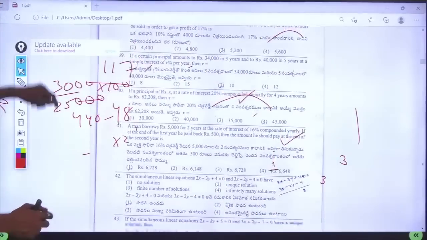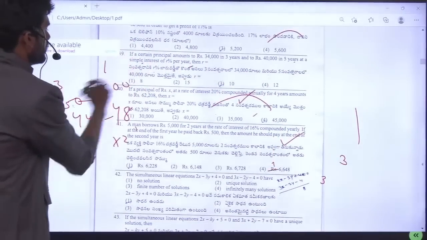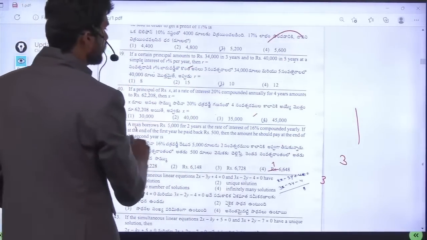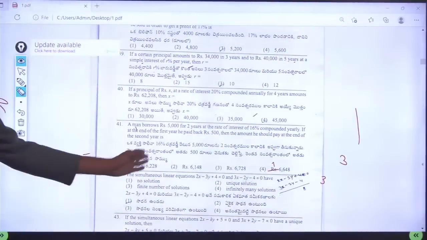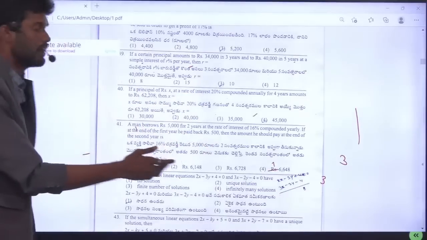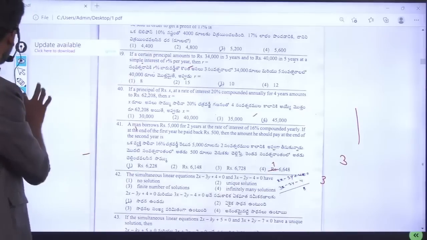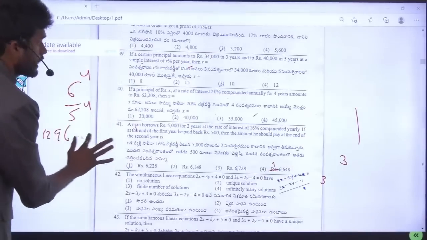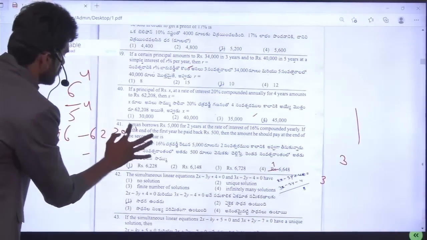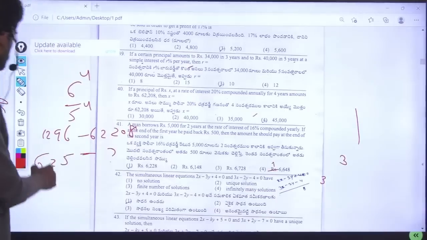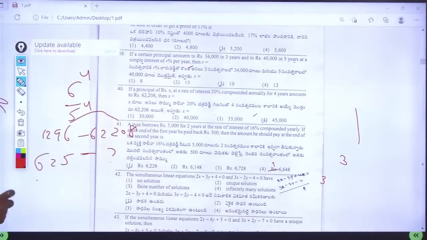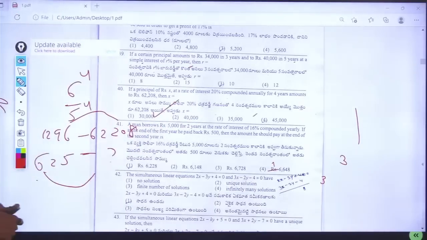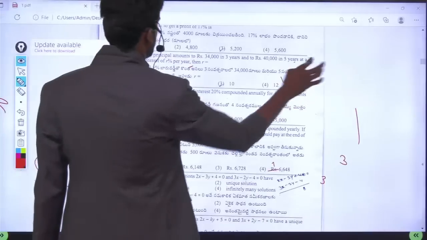Next, 40. If the principal is rupees x at a rate of interest of 20% compounded annually for 4 years amounts to 62,208, then x is asked. The rate of interest is 20%, that is 1/5. So the amount becomes 6 and the principal becomes 5. For 4 years, we raise to the power 4, so 1296 corresponds to 62,208. Then the principal corresponds to 625. Since 625 is 5 times 5 times 5 times 5, we multiply by 50 four times, and the answer is 30,000. So 40 is 30,000, and 39 is 12%.